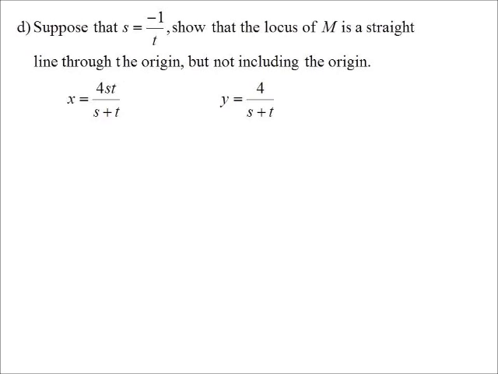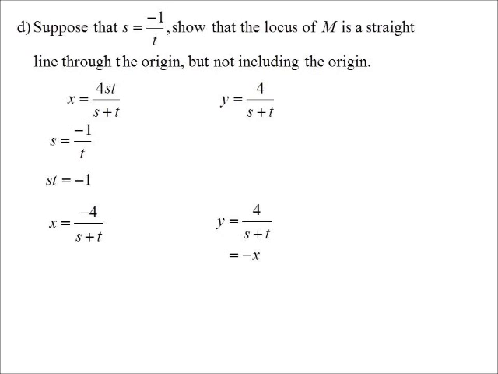We'll have a look at x. If s is minus 1 on t, I get x is minus 4 on s plus t. The relationship between the x and the y now is a very obvious one. So yeah, it's the line y equals minus x, which would be a line going through the origin. It says, but not including the origin.